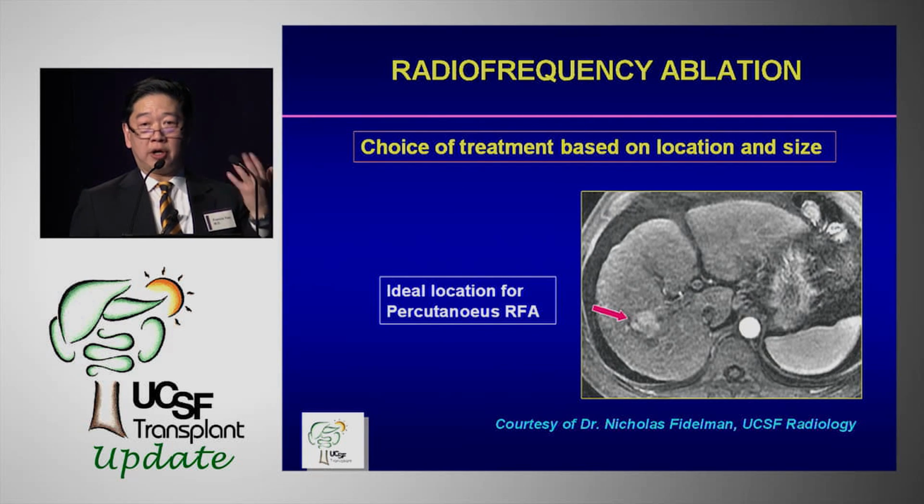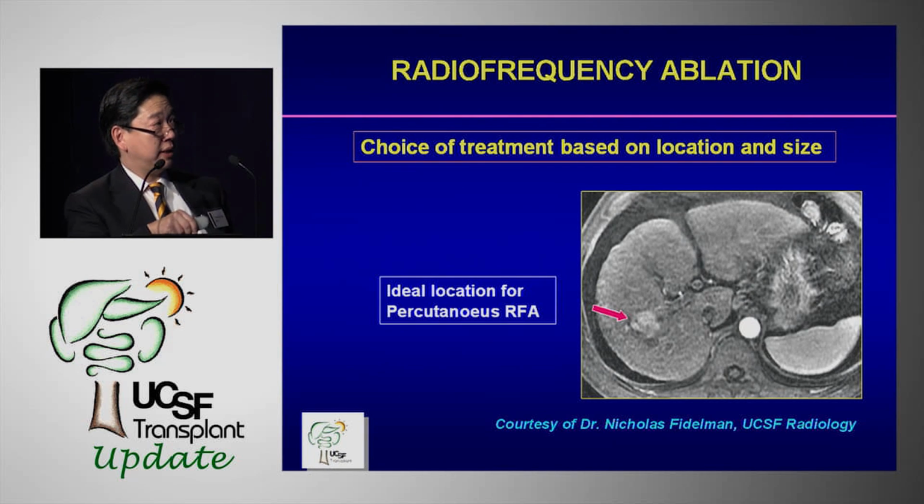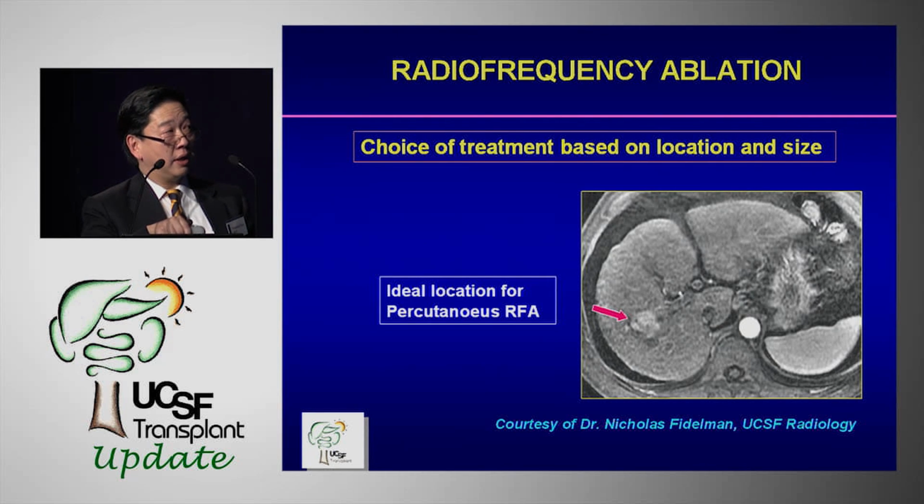The options that we often entertain include percutaneous or laparoscopic radiofrequency ablation. And the technique depends on location and also size. The best result with percutaneous RFA is when the tumor is less than 3 centimeters, and some radiologists would argue that you can go up to about 4 centimeters. This is a perfect location for percutaneous RFA.